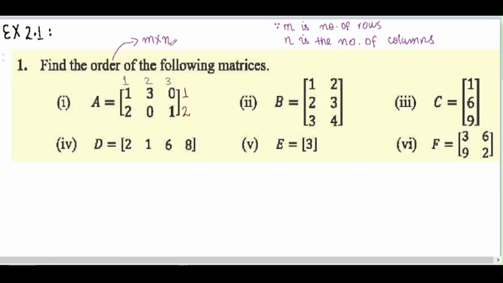It is m cross n, where m is the number of rows and n is the number of columns. So, we have to count the number of rows and the number of columns, and then write it in the form of m cross n. So how many rows are there? There is one row. This is number 1. This is number 2 row. This is the first column, second column, and third column. Similarly, we are going to count the number of rows and columns for all of these matrices.